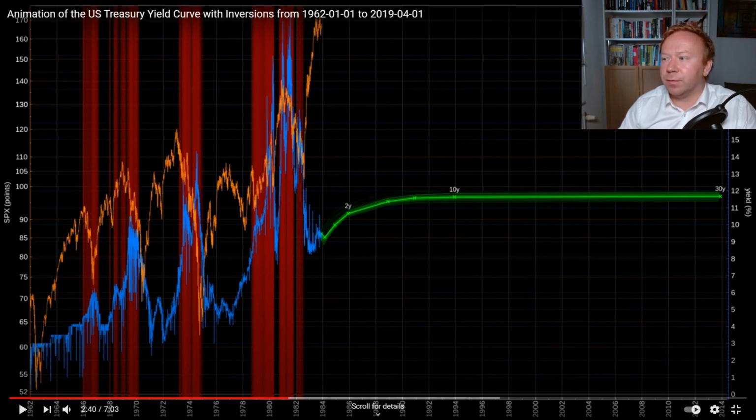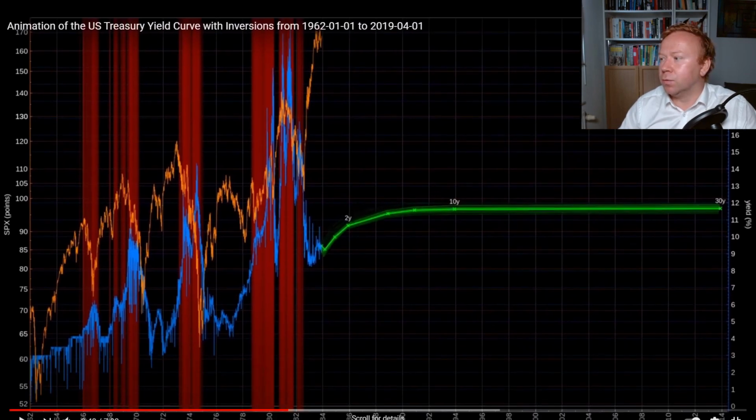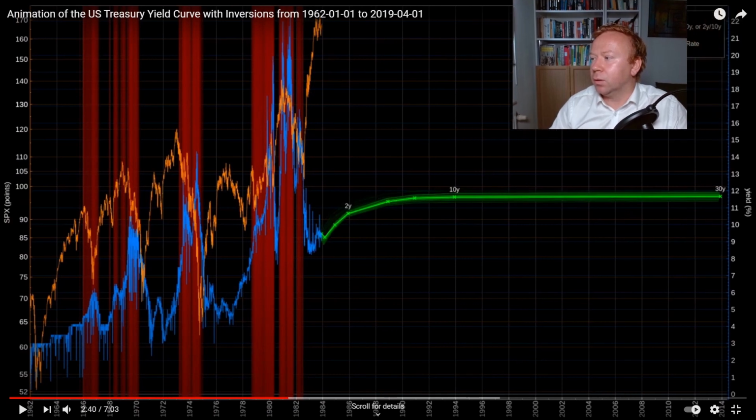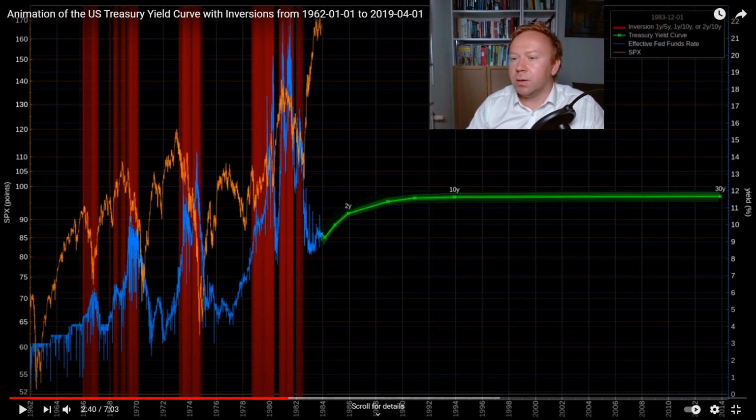The blue one is the effective Fed funds rate. Let me move my cursor and show what you can see. This is the legend here. So the blue line is the effective Fed funds rate. You can consider this a short rate, because this is an overnight rate. We have SPX, which is the American S&P 500 index. And then we have the red, which is maybe not so important, the relation between 1 and 5 year and 1 and 10 year and so on.